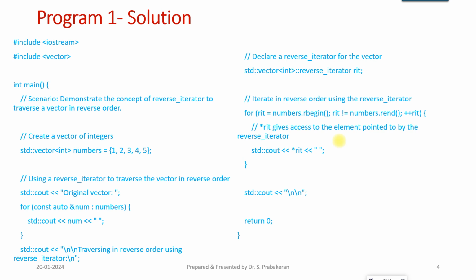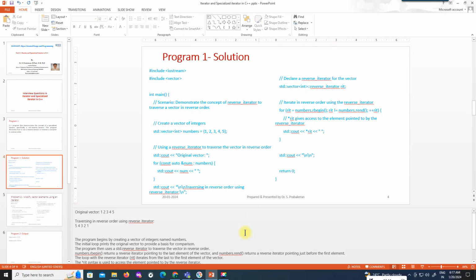Now we will run the code and see what output we get. Originally the vector we pass is 1 2 3 4 5. Now on using this reverse iterator, it has to be printed in the vice versa order, or in the reverse order, that is 5 4 3 2 1. Now we will see in the code how this is happening.